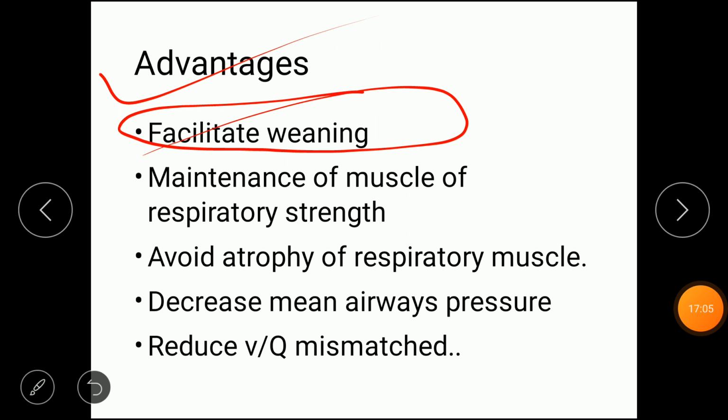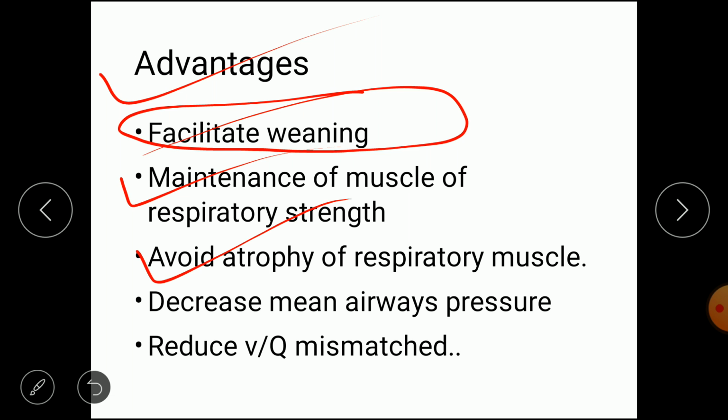Second is maintenance of respiratory muscle strength. That means if the patient also breathes and the machine also provides ventilation, the strength of the muscle is maintained. Third, avoid atrophy of respiratory muscle. Because in AC mode or CMV mode, disuse atrophy of muscle is seen, but here the patient can also do spontaneous breathing, so disuse atrophy is not present in this type of mode.